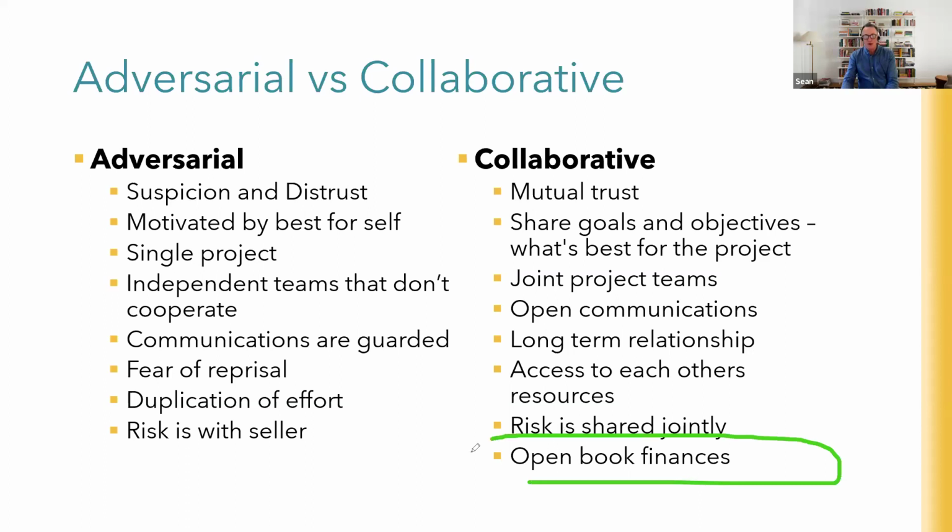And open book finances. So you might have a pricing model that says, we'll pay you what you have to pay to get the job done, plus an agreed margin on top. I've worked on one where 17% was the margin on top, 10% for overhead and 7% for profit. And everybody could see exactly what was spent. It was all absolutely clear.